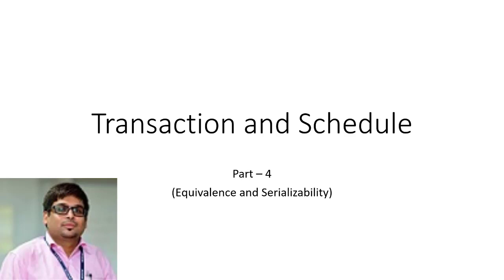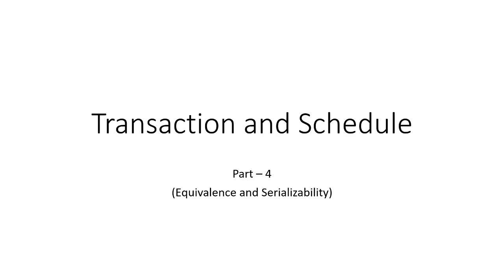In this lecture we are going to discuss the view serializability of a non-serial schedule. In the previous lecture we learned that a serial schedule always produces a consistent result. A non-serial schedule can also produce a consistent result if it is somehow serializable. We have learned that there are two types of serializability.